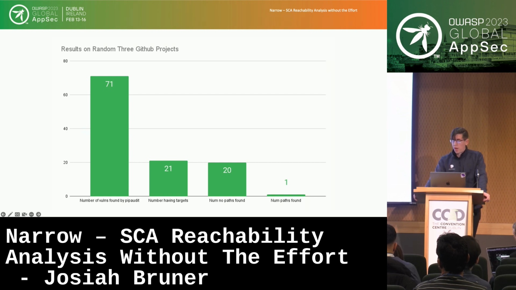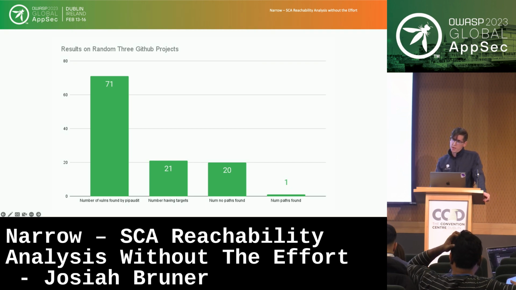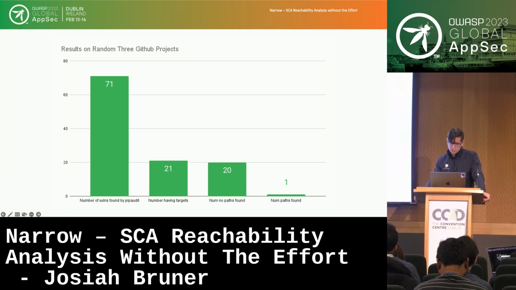We randomly picked 3 open source repos across GitHub. The only filters we did were that it had to be a Python repo and it had to have a requirements.txt file, just for ease of implementation. We then ran pip audit on those 3 repos and collected 71 vulnerabilities.